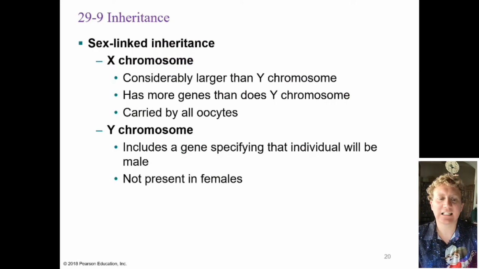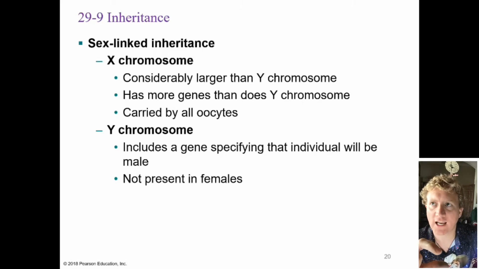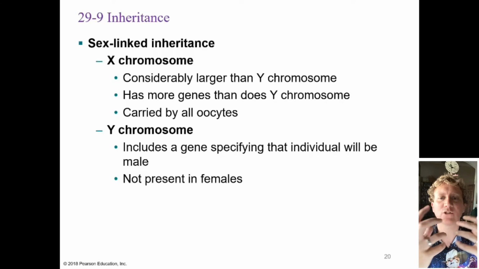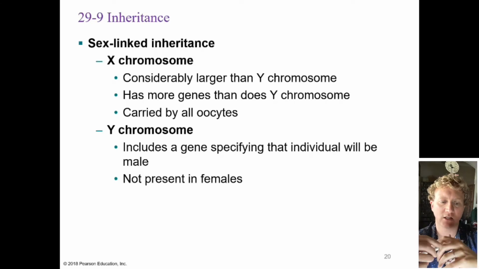We also have sex-linked chromosomes. Most of the time we're going to talk about X-linked. There are some very rare cases where it can be Y-linked, but not usually. Your X chromosome kind of looks like an X, that's why it's called that. It's significantly bigger than the Y chromosome and has more genes on it than the Y chromosome does. It's carried by all of the oocytes. So basically, mama is going to supply an X.